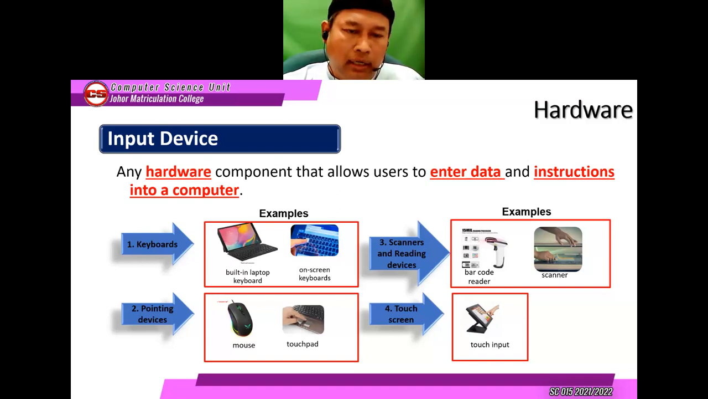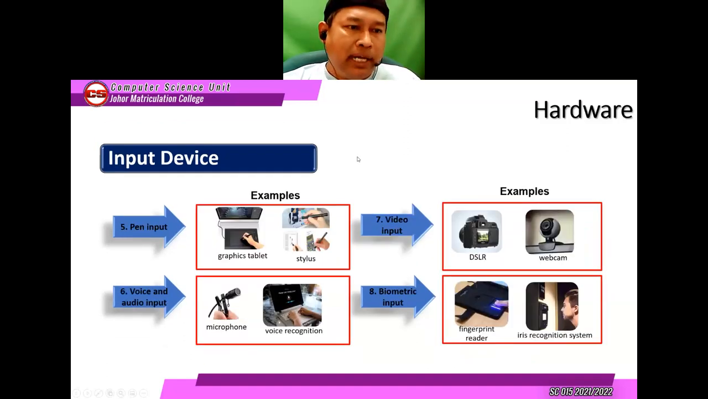You can look at the supermarket, the computer at the counter, input touch screen. So, the next input device, pen input. This is a stylus pen, for example. This is an input device. Graphic tablet, this is an input device. Number six, voice and audio input. An example device is the microphone. Microphone is an input device for voice. Voice recognition is for biometric input.